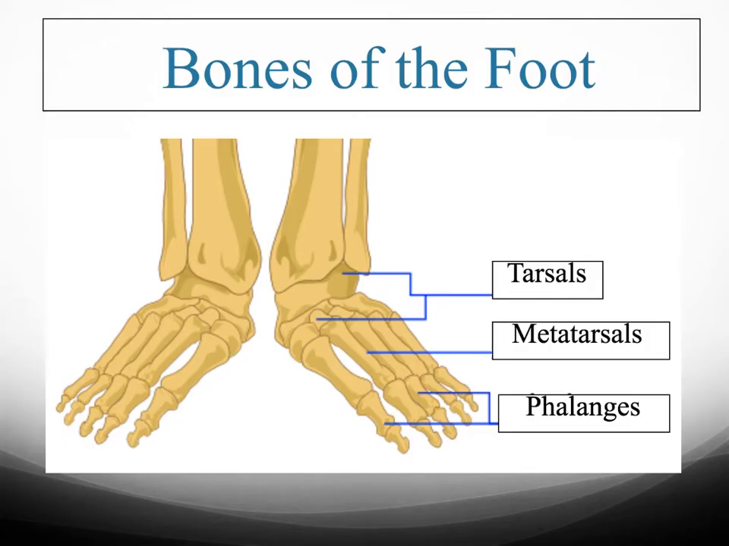Okay, now let's look at the bones of the foot. The bones of the feet are similar to the bones of the hand, but instead of carpals, you have tarsals. 7 tarsals make up the ankle joint, and the foot bones are called your metatarsals. And then toes, like fingers, are called phalanges, and each toe has 3 phalanges, just like your fingers, except for your big toe, which only has 2, kind of like your thumb.